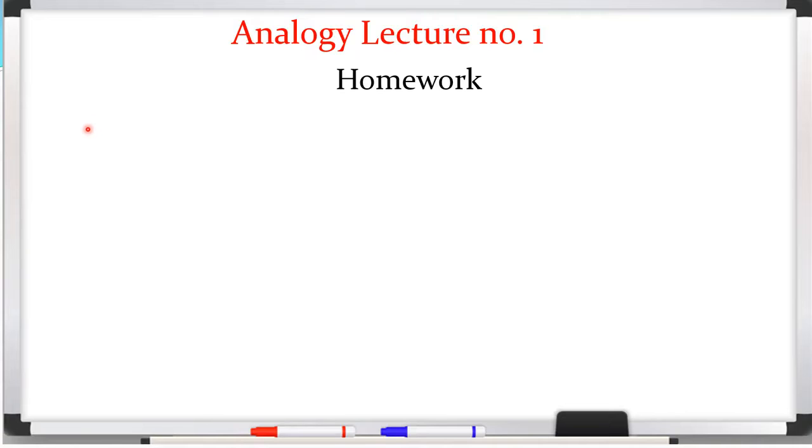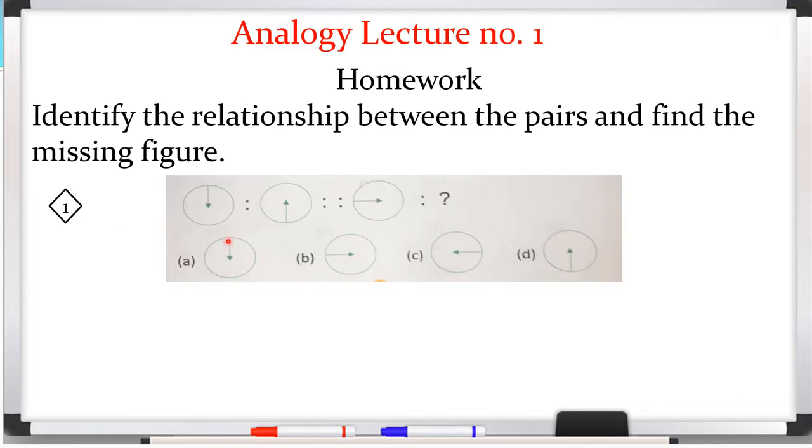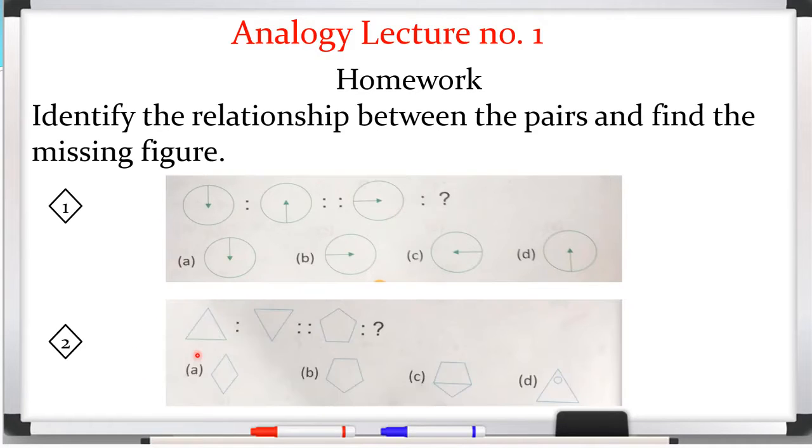Now today's homework. Identify the relationship between the pairs and find the missing figure. Question number 1. This figure is given. So you have to first look at these two figures and then you have to find the same relationship here in these pairs. Okay. Now in question number 2 also, this figure is given. Okay. And you have to find out the same relationship.